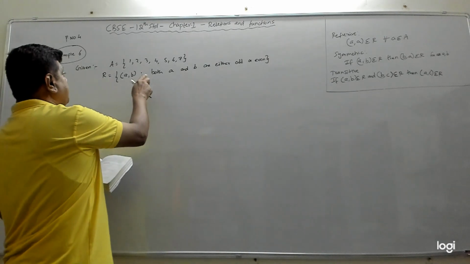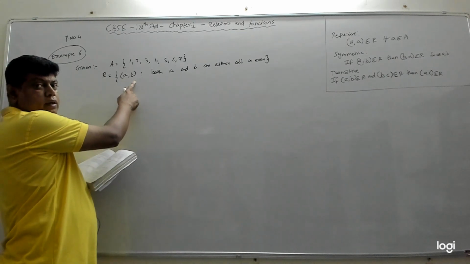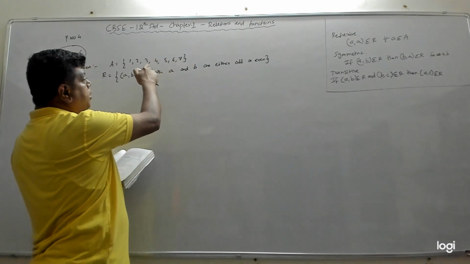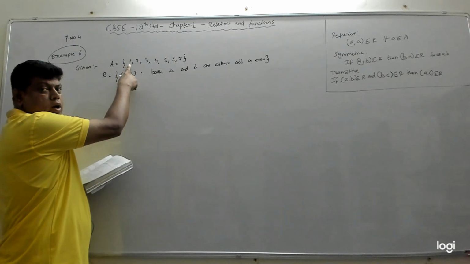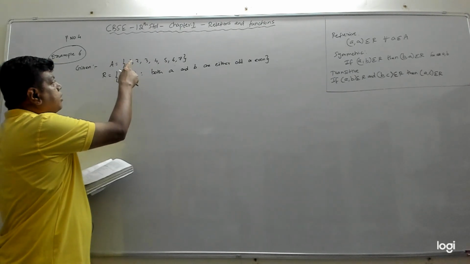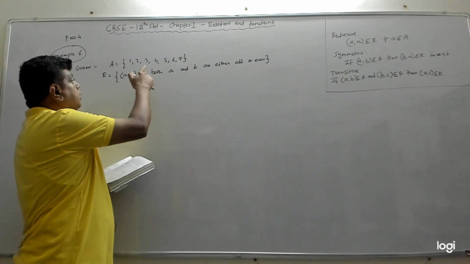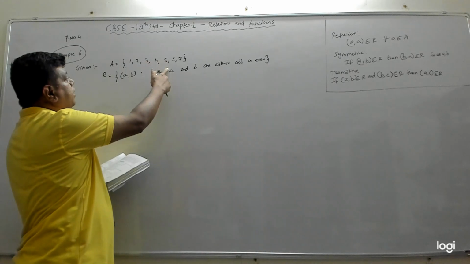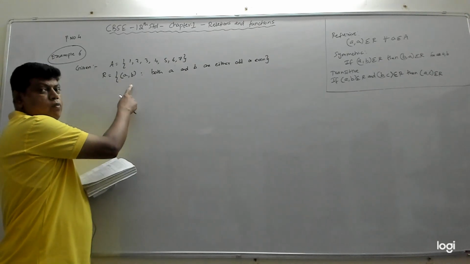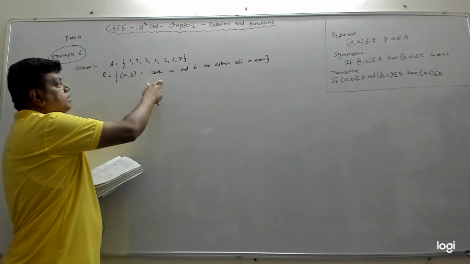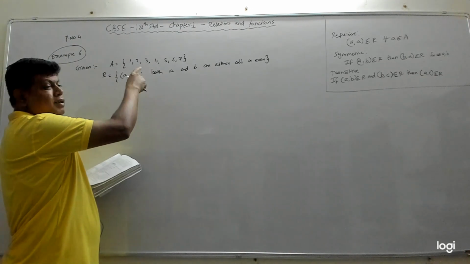Which means two elements are related, (A, B), when A and B are both odd numbers or both even numbers. So 1 is related to 1 because 1 and 1 are odd numbers. Then 2 is related to 2. Even 2 is related to 4 because 2 and 4 are even numbers. Or 1 is related to 3 or 1 is related to 5. 5 is related to 3. Right? So this R will have elements like (1, 1), (1, 3), (1, 5), (1, 7), then (3, 1), or (2, 2), (2, 4), (2, 6).